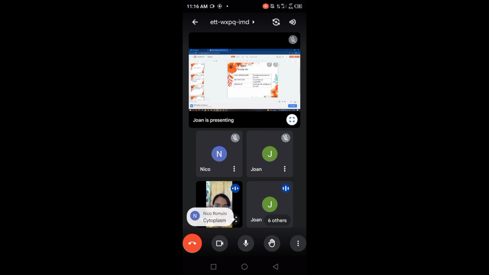How about question number 3? Controls the activities of the cell. Okay, Joanne again. So, it is nucleus. Do you have any idea what our topic for today is? Okay, Nico. Based on the activity, ma'am, these are the parts of the cell. So I think our topic for today is all about the cell, ma'am. Okay. So, our topic for today is all about the three main parts of the cell.